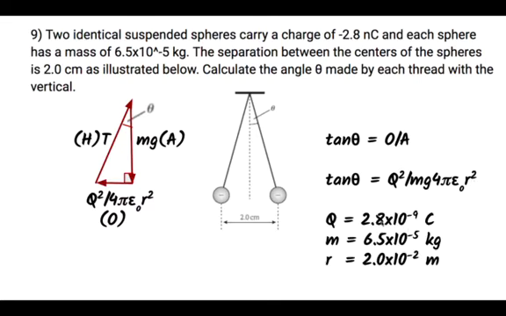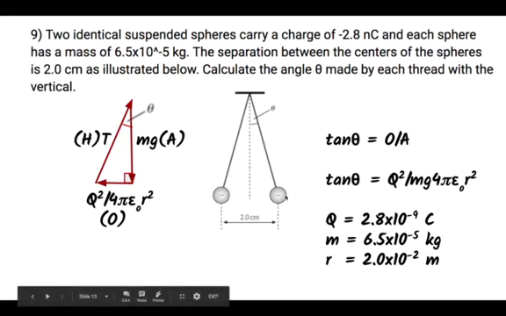The charge is 2.8 times 10 to the minus 9 coulombs. The mass is 6.5 times 10 to the minus 5 kilograms. And the distance between the two spheres is 2 centimeters. And 2 centimeters converted into meters is 2 times 10 to the minus 2.